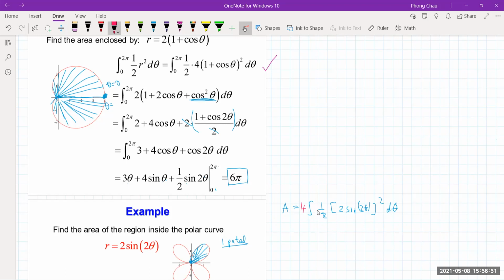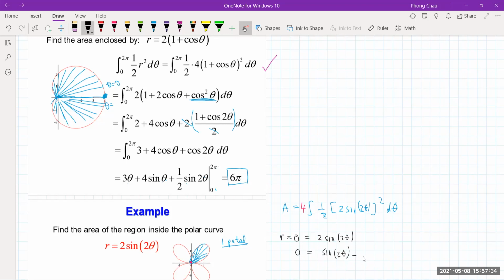Now what are alpha and beta? Well, in this case, alpha and beta are right here, right? So the angles where we are at the pole. So at the pole, what is r? r is 0, right? So this time I'm going to set r equal to 0 and try to solve for theta. And if r is 0, you have 2 sine of 2 theta equals 0. Dividing by 2, we have sine of 2 theta equals 0.